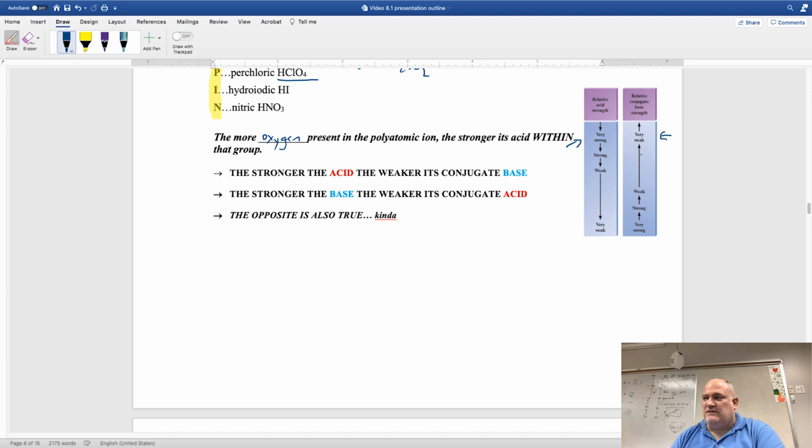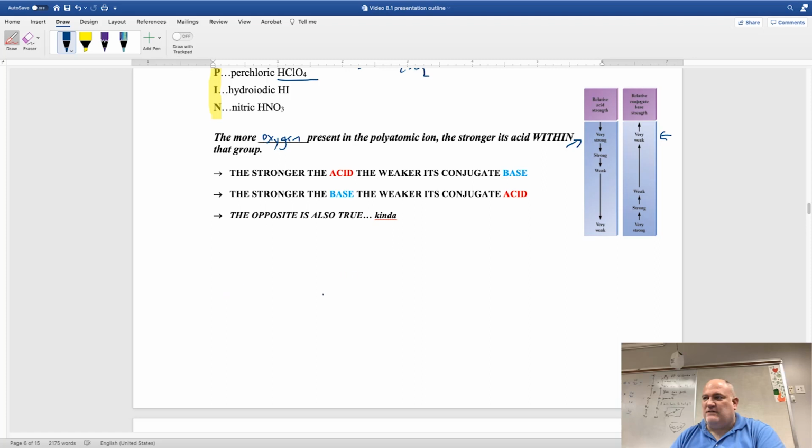If I'm really, really anxious as an acid to get rid of a hydrogen, my conjugate base is not going to want to grab hold of that hydrogen or spit it back out to me again. If I am really, really anxious to get rid of a hydrogen, do you think I'm going to want to take it back? No, and so the stronger your acid, the weaker the conjugate base. So we can generally say this: if you have a strong acid, you're going to have a weak base.